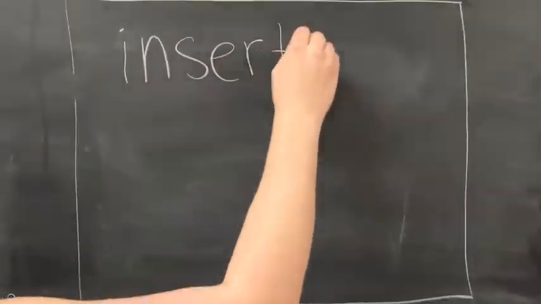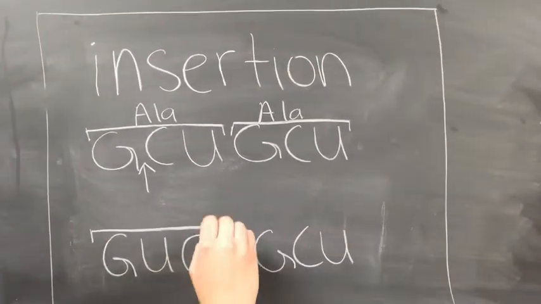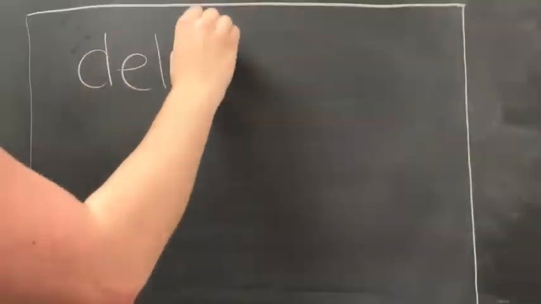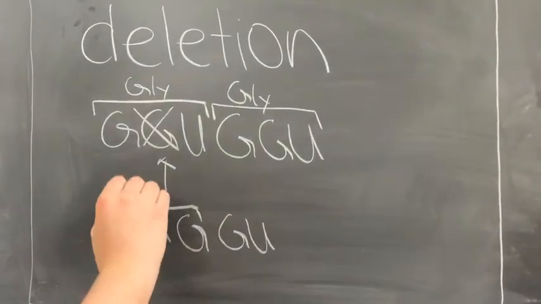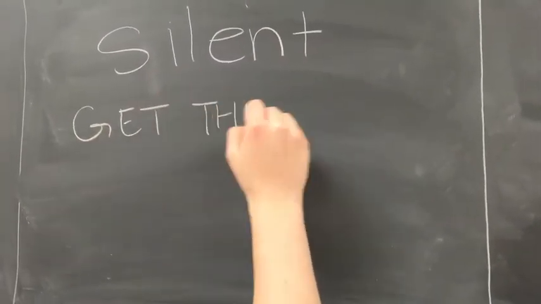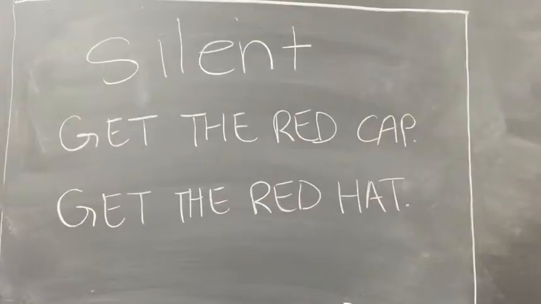An insertion mutation is the addition of one or more nucleotides into a sequence of DNA and can result in a frameshift mutation. A deletion mutation deletes one or more nucleotides and can result in a frameshift. Silent mutations are a good example of how mutations are misconceived. Silent mutations are neutral mutations that produce no change in the amino acid sequence.